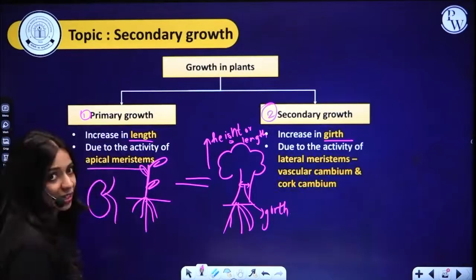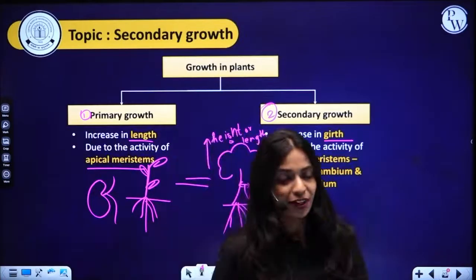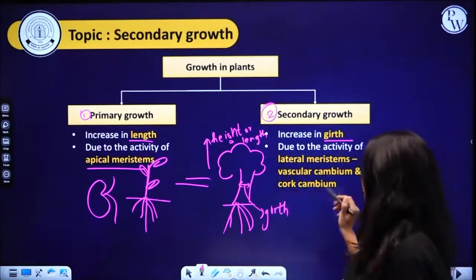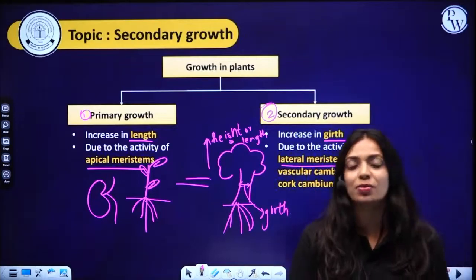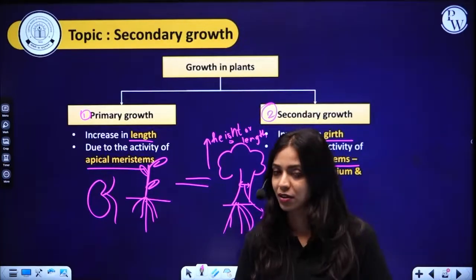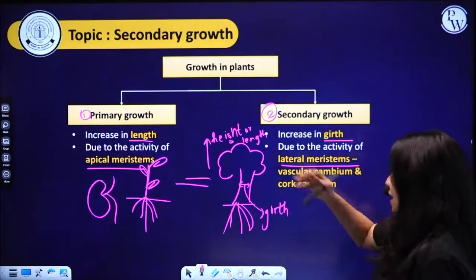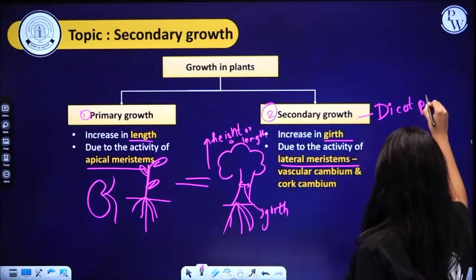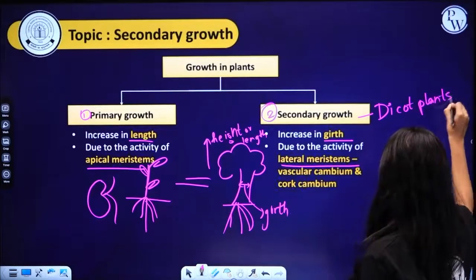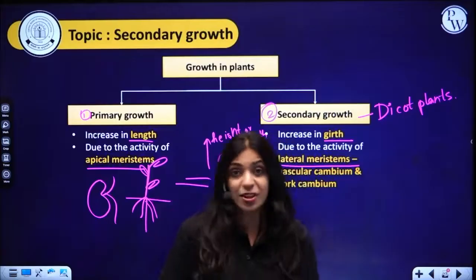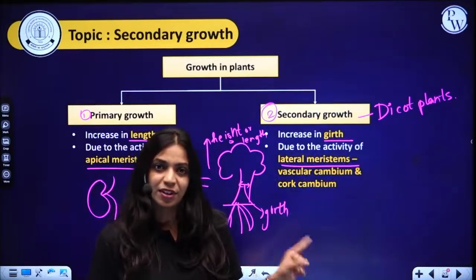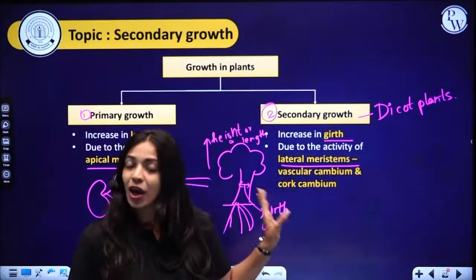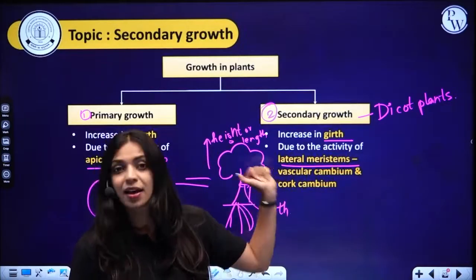We've already covered that in the previous lecture, so I will not get into the details of it. Apical meristems are responsible for increase in the length of the plant, whereas lateral meristems are responsible for increase in the girth of the plant. Now, secondary growth is exclusive to dicot plants. It doesn't happen in monocots. It happens in dicots. It also happens in gymnosperms. But since this chapter is about flowering plants or angiosperms, we will not focus on gymnosperms. We learn about how exactly the secondary growth will take place in dicot plants.